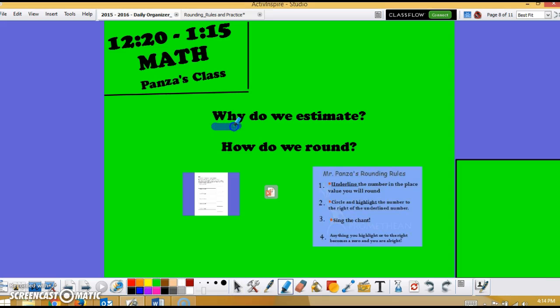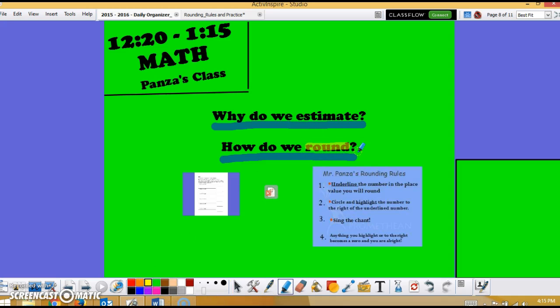Going over Lesson 2 in our Estimation, Factors, and Multiples Unit, focused on these two questions. Question 1, why do we estimate? And question 2, how do we round? The reason we estimate is for reasonableness. We want to make sure that an answer is reasonable when we're rounding. And that's our main focus today, rounding.